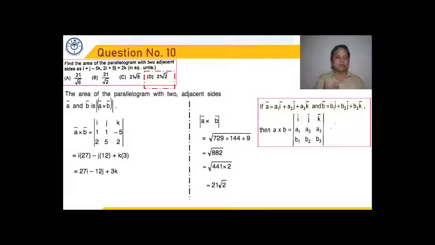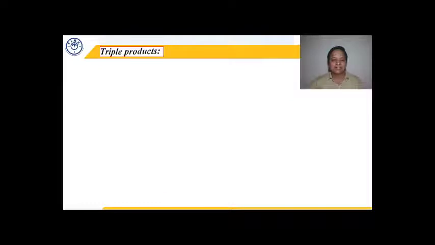Area of the parallelogram is modulus of A cross B. Area of the triangle, if two sides are given, is half of modulus of A cross B. We will do one question on each, area of the triangle as well as area of the parallelogram. I hope this is clear. Moving further, triple products.